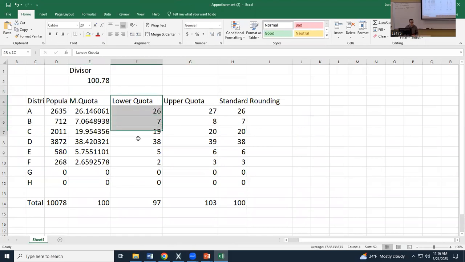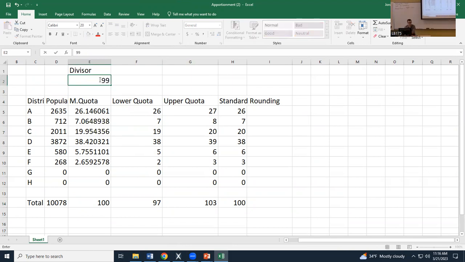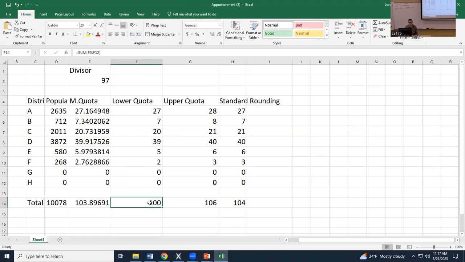And I'm looking at this lower quotas column right here. This lower quotas column tells me that right now, if you use the standard divisor, you're only allocating 97 representatives. That's too few, so we need to start taking that down. So let's take the divisor down to 99. Ooh, that gave me 99. Not quite there yet, but getting closer. Let's go down a little bit further. Let's try 98. Oh, not quite there yet, right? Let's go down a little bit further. Let's go 97. 97 works. Gave me 100 representatives.